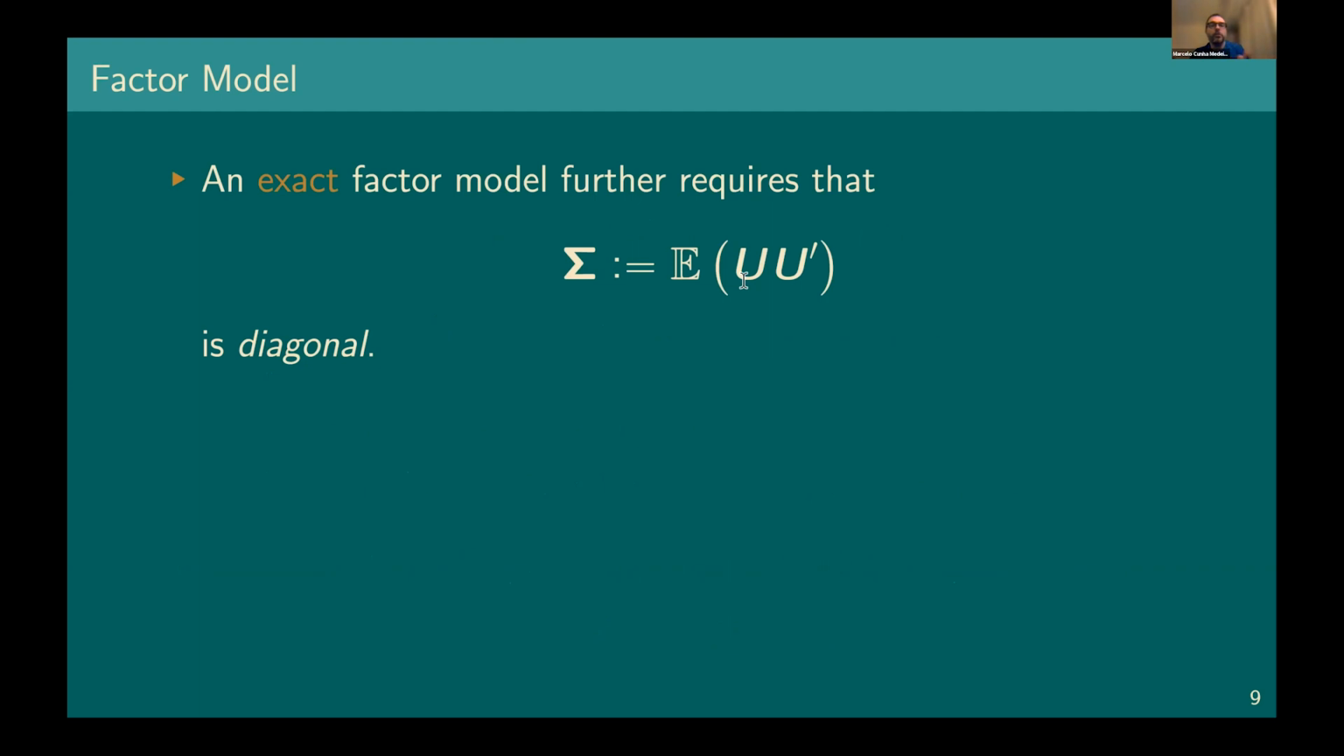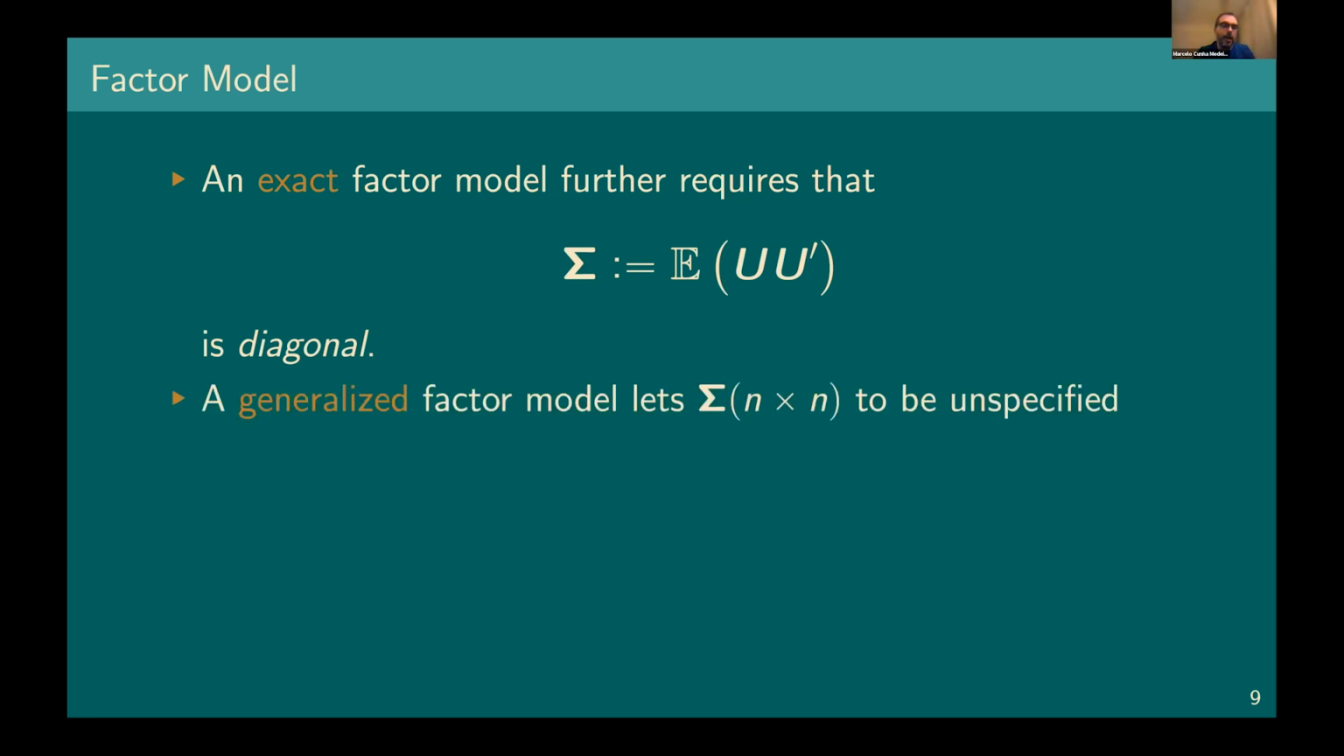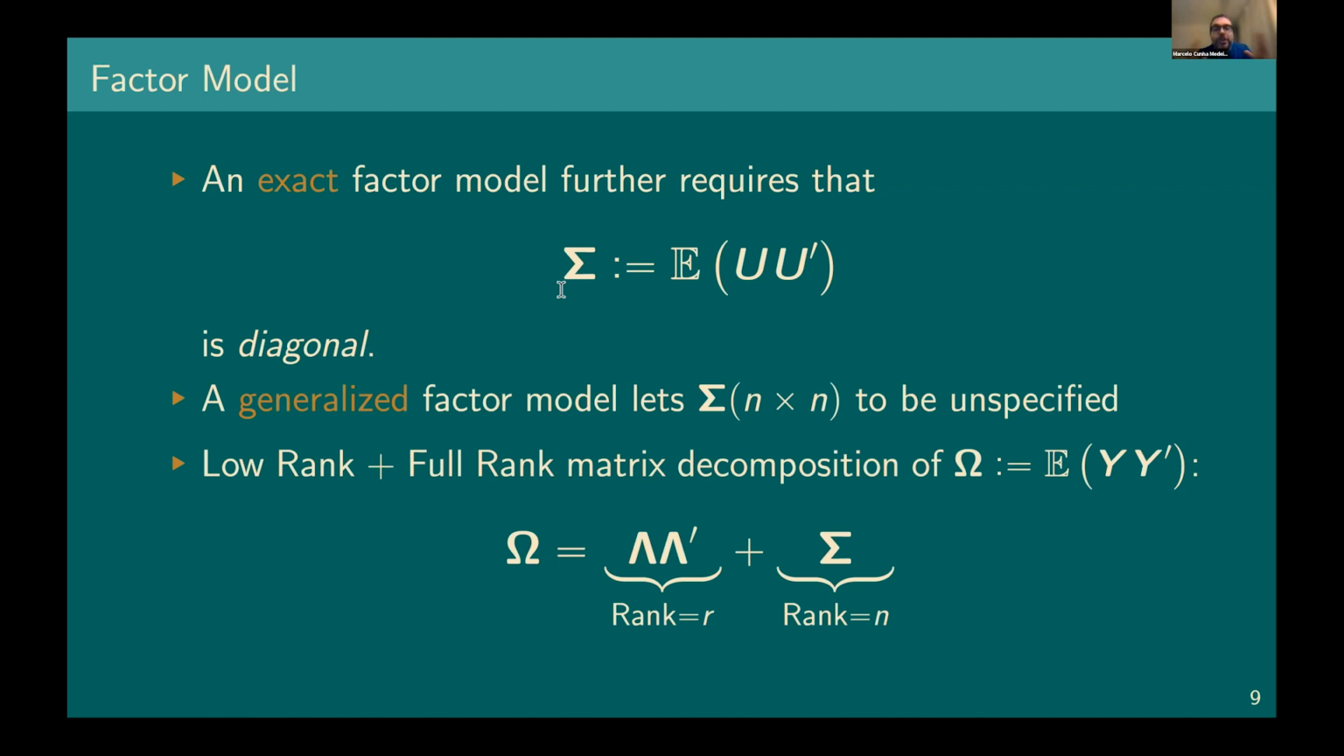Then we have the exact factor model, when all the codependence among variables comes from the factors, and what is left for the idiosyncratic is basically nothing. The idiosyncratic covariance matrix is a diagonal matrix, so there's no correlation left. A generalized factor model leaves the sigma unspecified, but we need some restrictions so that we cannot have much correlation left. So usually we have this low rank plus full rank decomposition of the covariance matrix of the Y: the covariance matrix of the Y is lambda lambda transpose, assuming that the covariance matrix of F is an identity, plus the covariance matrix of the idiosyncratic.